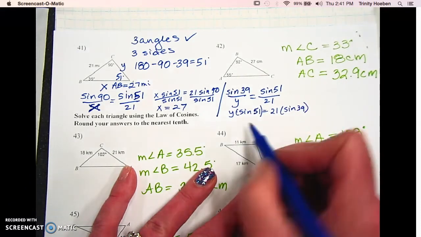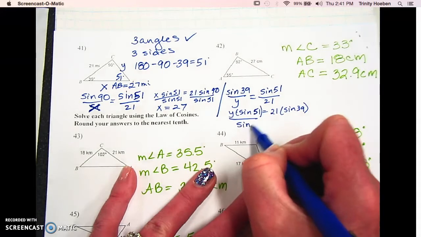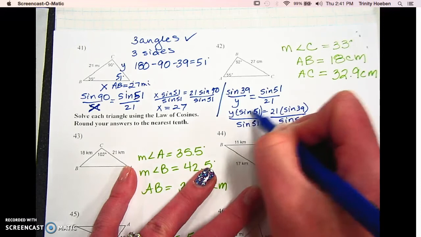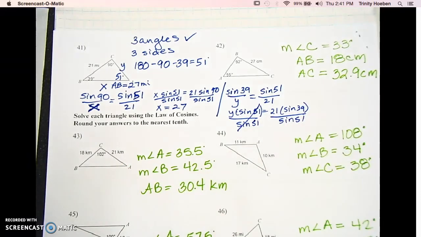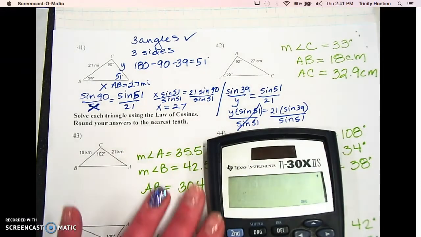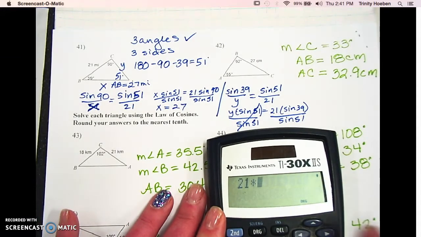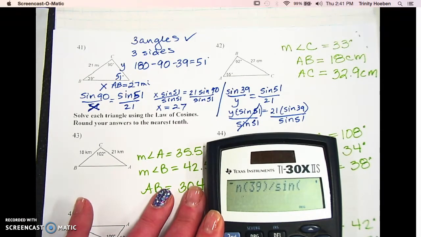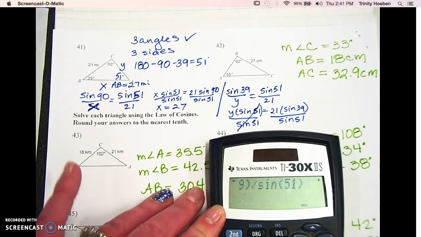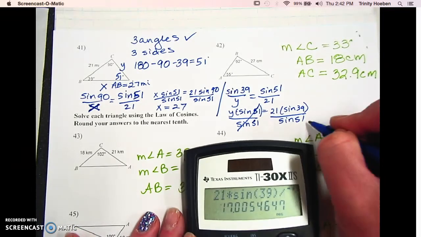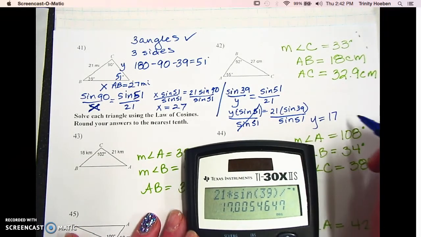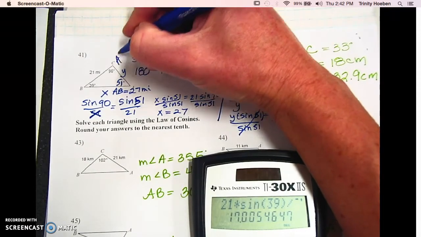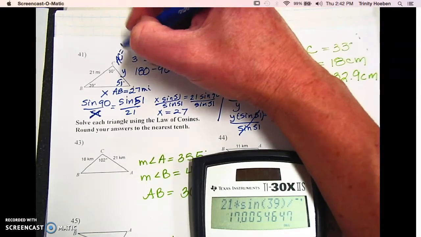Inverse operation of multiplying is dividing, so we want to divide both sides by the sine of 51. Cancel over here, and we're going to just type this into our calculator. So we're going to have 21 times the sine of 39. Divide that by the sine of 51 with the equal sign. So y is 17. So we come over here to side y. We're going to say that side AC is equal to 17 miles.